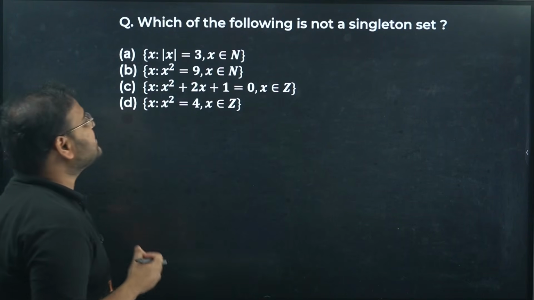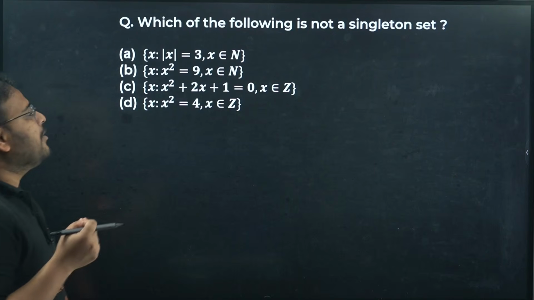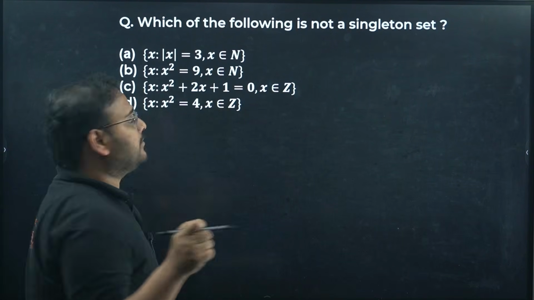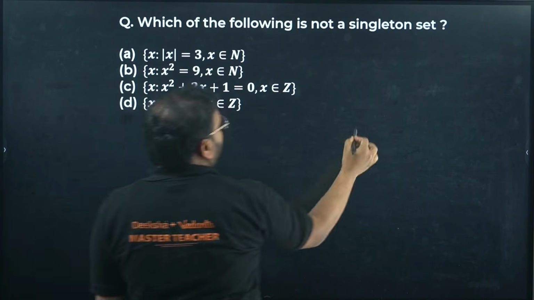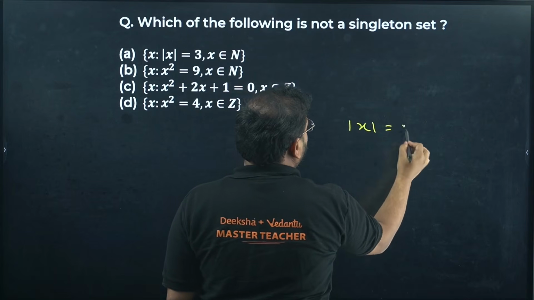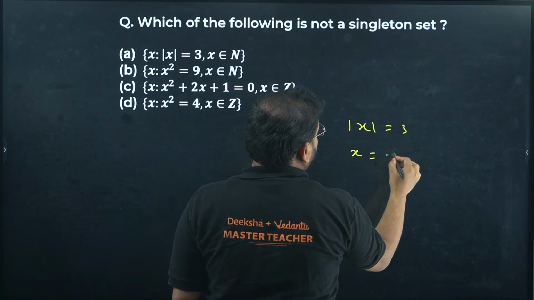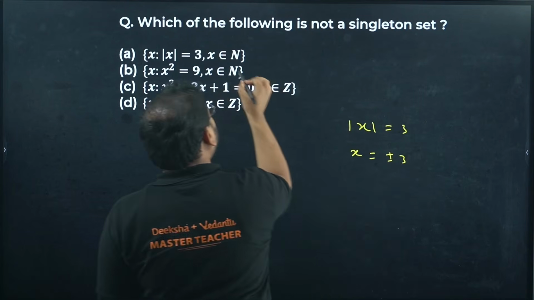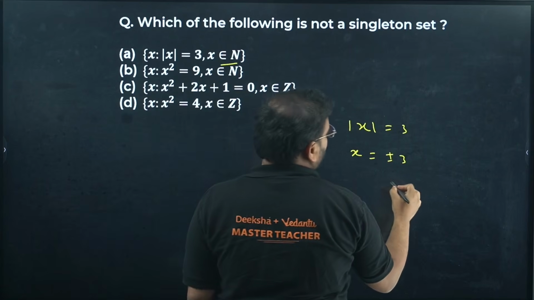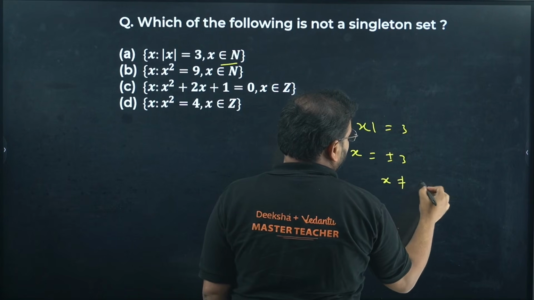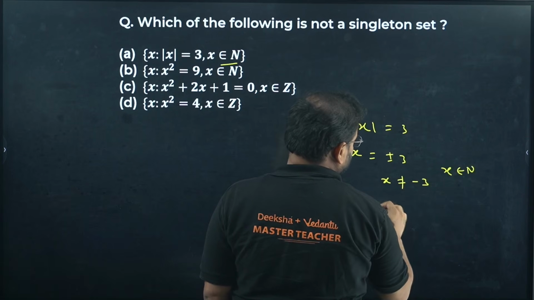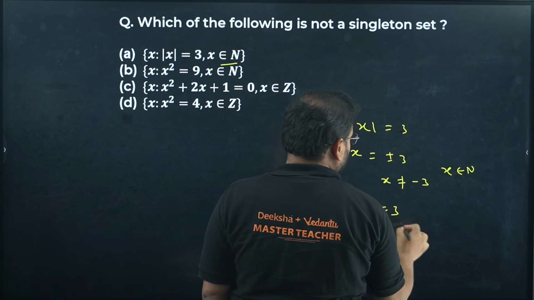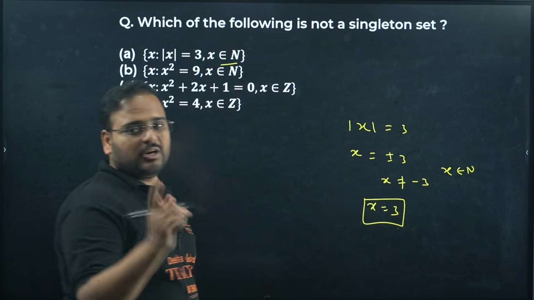Which of the following is not a singleton set? Means which does not have one element in it. X such that mod of x is 3 will give me two answers. If you take mod of x as 3, then x becomes plus minus 3. But in this case we have only natural numbers, so we cannot take x equal to minus 3 because x belongs to natural numbers only. It means the answer is only 3. So this is a singleton set. It has only one element in it.